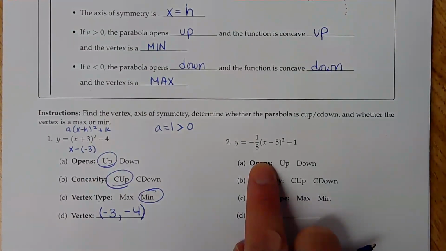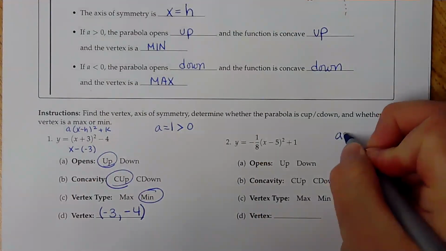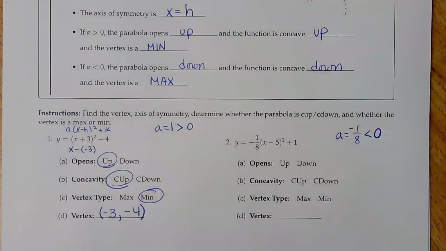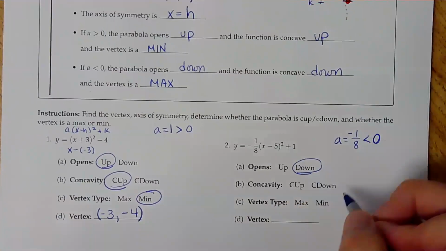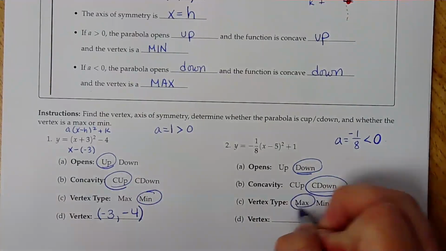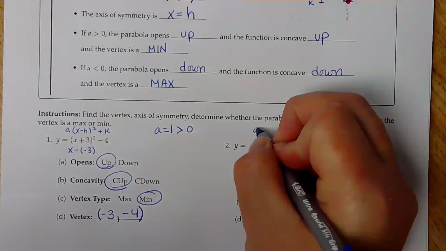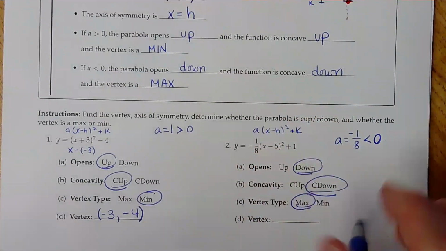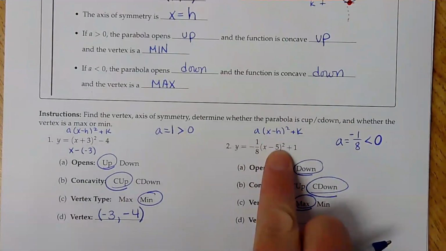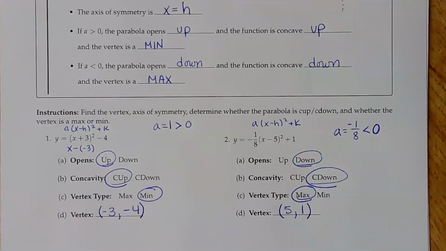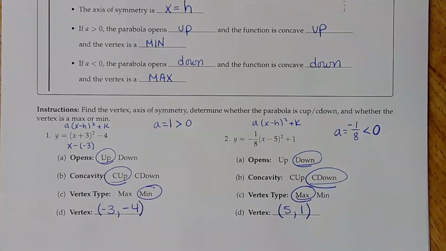All right, and then number 2, a is equal to negative 1/8, which is definitely less than 0. So that means this is going to open down. And that means my function is concave down. So I get that nice umbrella shape. And my vertex then is a max. And let's put our a times (x minus h) squared plus k up here. So these signs all line up this time, which is really nice. So my h is 5. And my k is 1. All right. So that's one way that we can make really good use of that vertex form to give us good information about what our graph is going to look like.